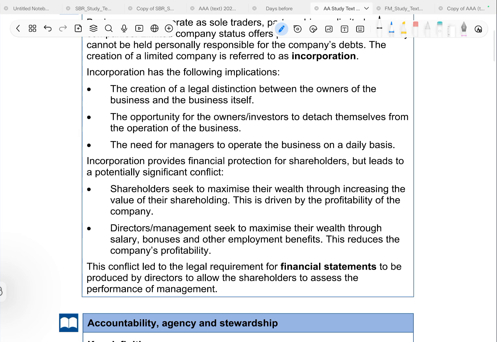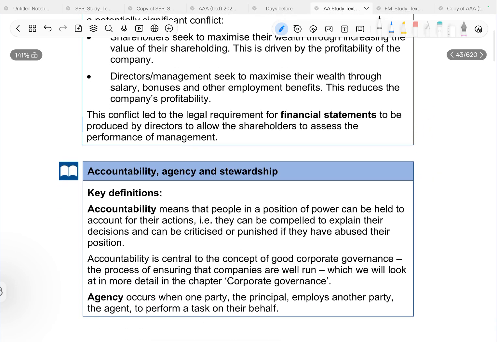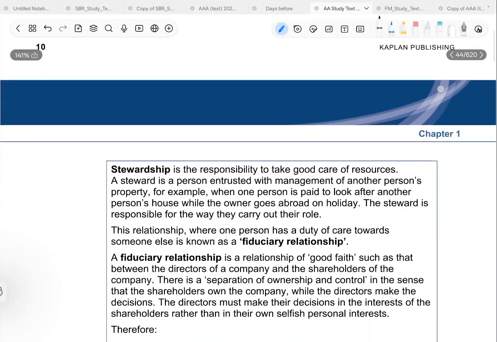This conflict is one of the biggest reasons why financial reporting and auditing exist, because shareholders need a way to monitor how well management is running the company. That's why directors are legally required to prepare financial statements. These financial statements allow shareholders to evaluate management's performance. Now let's introduce three very important concepts in auditing and corporate governance.